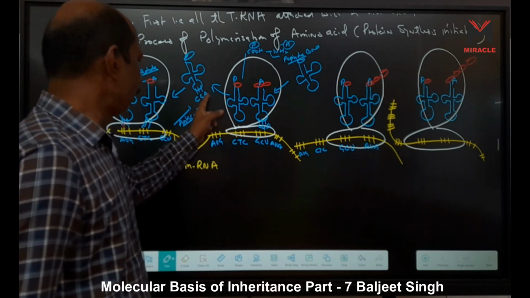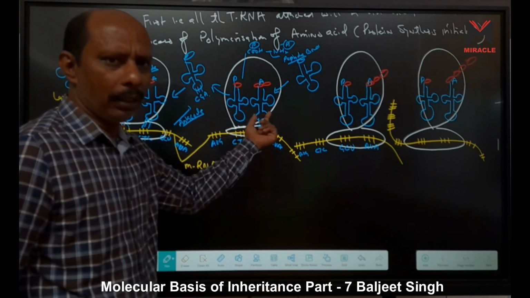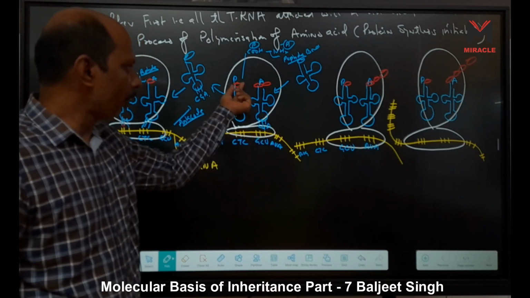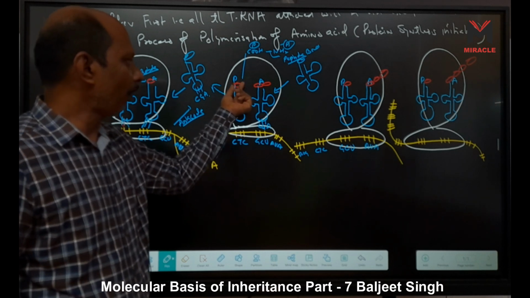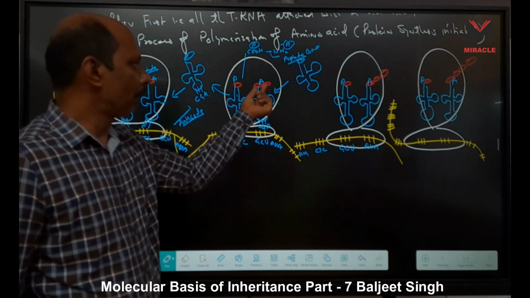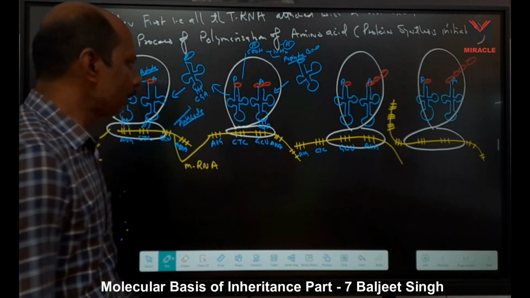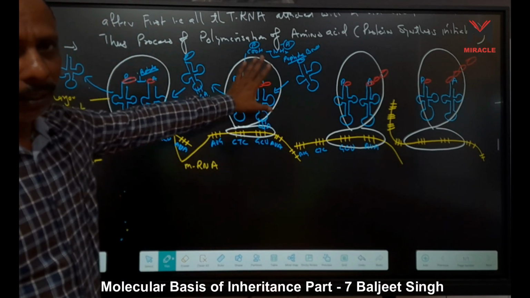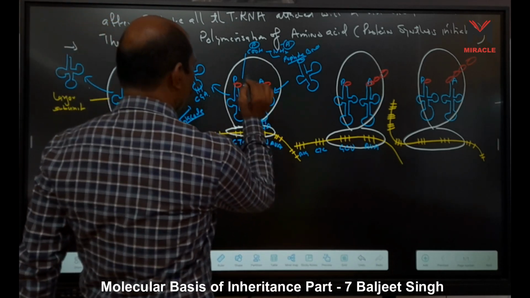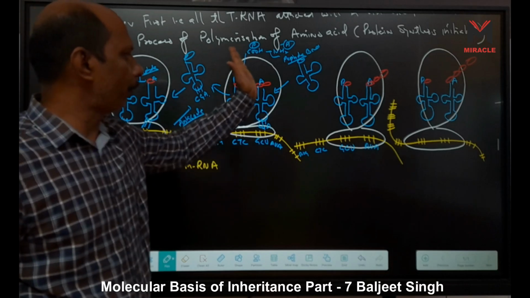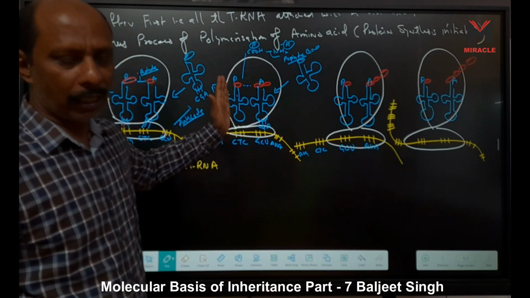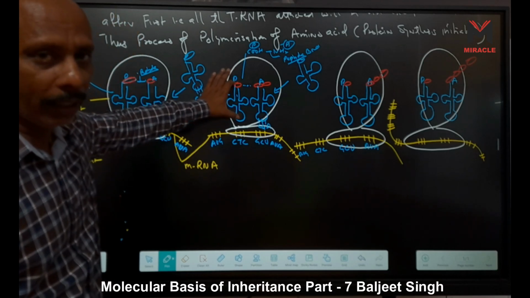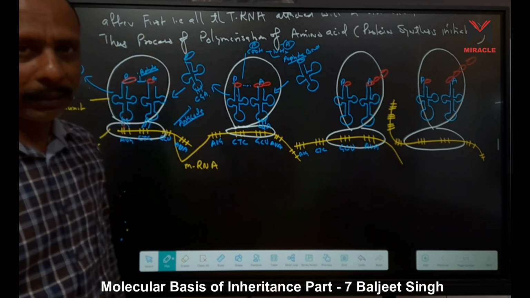This CGA recognizes this GCU and attaches to the A side. When it is attached to the A side, then the amino acid present on the CTC forms a peptide bond with the amino acid attached at the 3' end of the transfer RNA. A peptide bond is formed here. Now this amino acid is released from this transfer RNA. When this transfer RNA is empty, meaning it has no amino acid, it is released from the exit site.